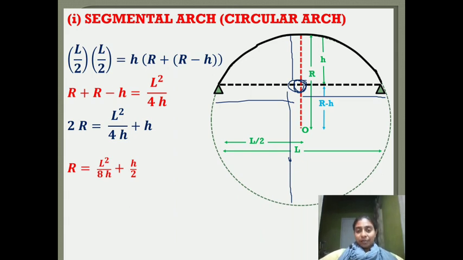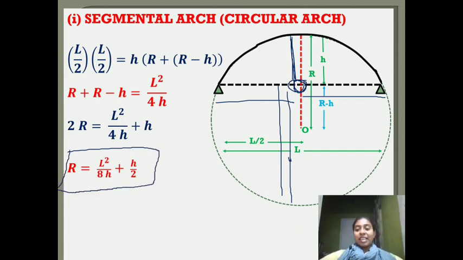So I repeat, according to the chord segment theorem, L by 2 multiplied by L by 2 is equal to h multiplied by this distance, that is equal to 2r minus h. So we simplify this, and we get r is equal to L square by 8h plus h by 2. So it is very easy to remember this. We remember the chord segment theorem, and we can easily apply it while analyzing the arches.